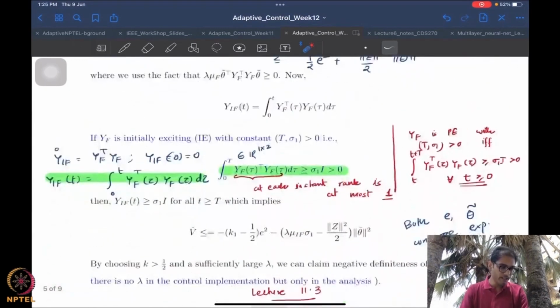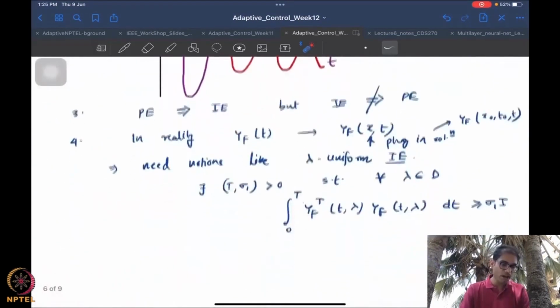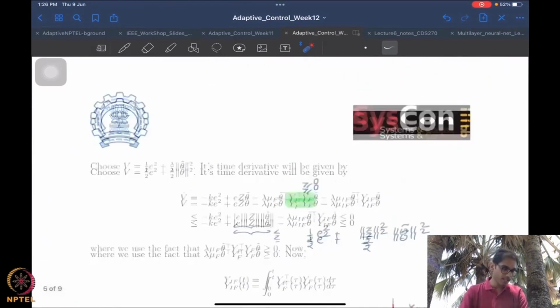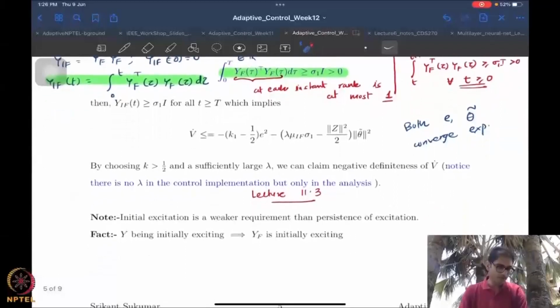Remember, what we did until here is not uniform with respect to initial conditions and time. If you want uniformity with respect to initial conditions and time, you have to define the initial excitation differently, as lambda uniform initial excitation, because in this case, and in almost every case you will ever deal with, your regressor invariably has dependence on states. This is almost unavoidable. This is another very important point.